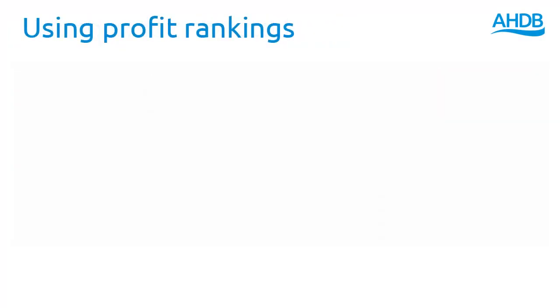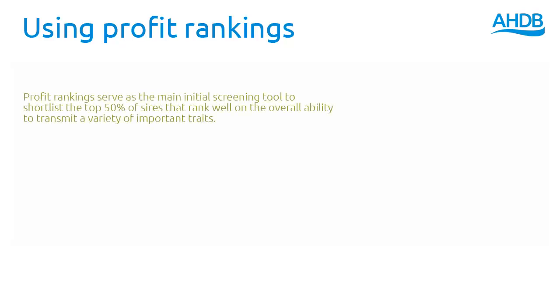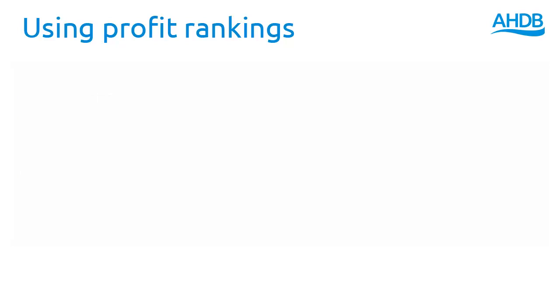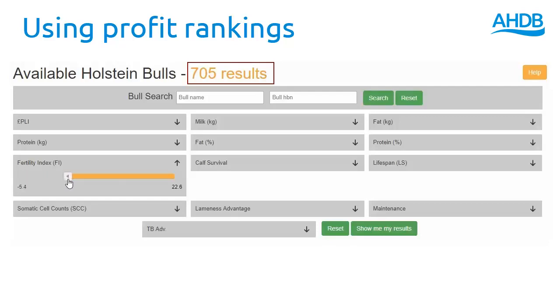Now that you know which profit ranking is most appropriate to use, let's consider how we would use this in practice. Profit rankings serve as the main initial screening tool to shortlist the top 50% of sires that rank well on the overall ability to transmit a variety of important traits. Once sires are shortlisted, we can then look at the more detailed qualities for the important traits which will improve your own situation. For example, if you want to improve fertility in a herd, you can shortlist sires with the above average fertility index scores from the top profit index bulls.